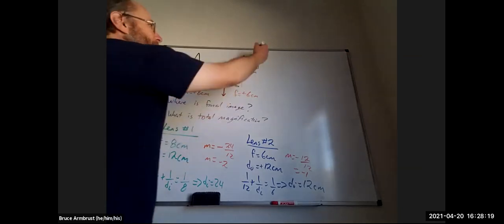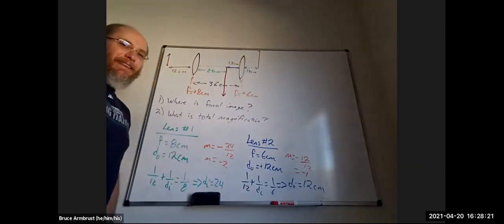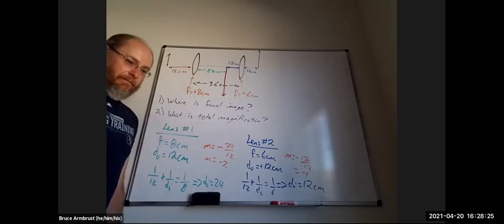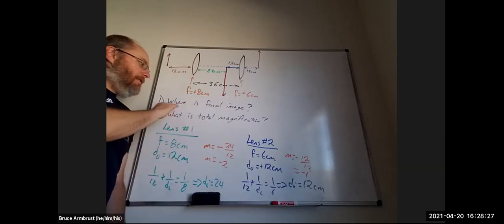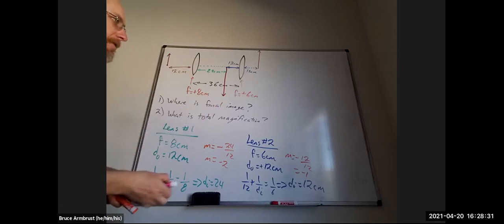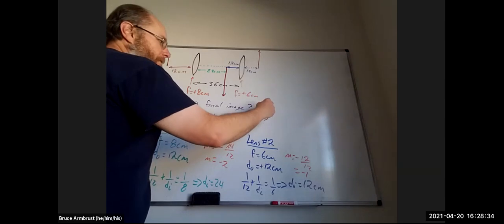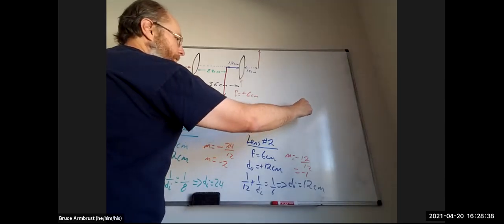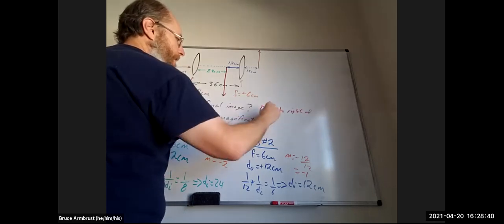Anyway, so it's going to be upright, but it's going to be the same size as this image right here. So let's answer our questions. So where is the final image? All right, well, it's 12 centimeters to the right of the second lens.